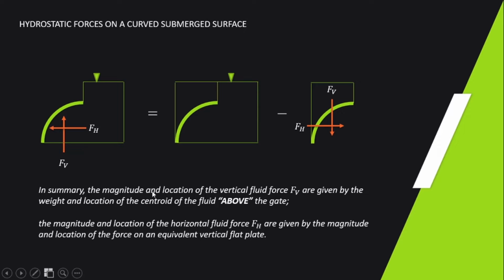So, in summary, the magnitude and location of the vertical fluid force FV are given by the weight and location of the centroid of the fluid above the gate. Kahit nasa below yung fluid natin na nag-act sa curved surface natin, always i-consider natin yung volume above. So kahit walang liquid talaga dito, yung i-consider natin na volume is always yung above. And the magnitude and location of the horizontal fluid force, FH, are given by the magnitude and location of the force on an equivalent vertical flat plate. Kanina nga, sabi ko nga, meron tayong projected area pag i-consider natin yung horizontal fluid force.